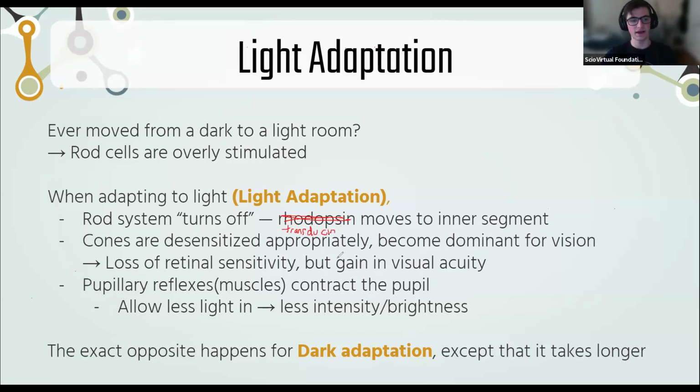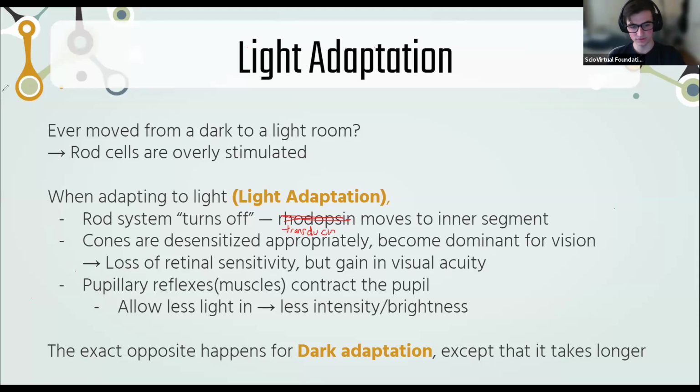The transducin that we had that activates the enzyme that breaks down the cGMP moves to the inner segment of the, or sorry, of the rod cell, and so that inhibits the process of transduction, which is the process of seeing light and converting that to a signal. It just stops that process completely by moving the transducin to the inner segment.